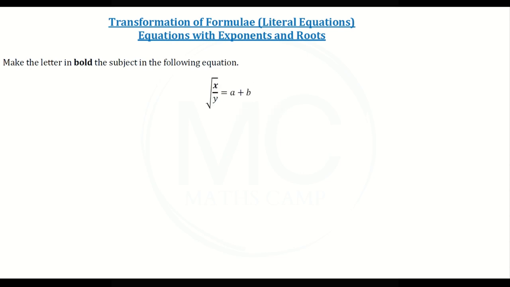The square root of x over y is equal to a plus b. The first thing we need to do is get rid of this root over here. So we're going to square this whole term, which means we square both a plus b. On the left, the root and the square will cancel, and we have x over y is equal to a plus b, squared.